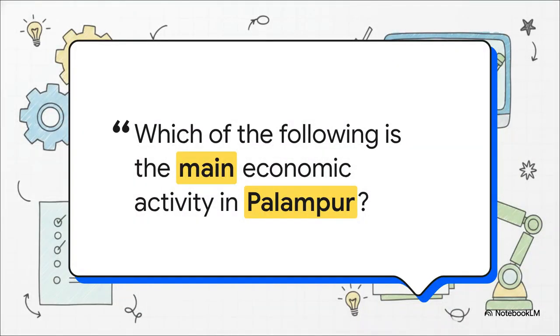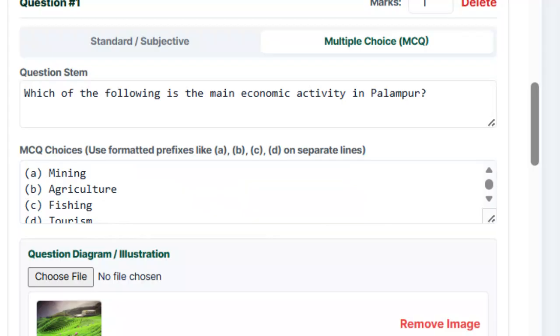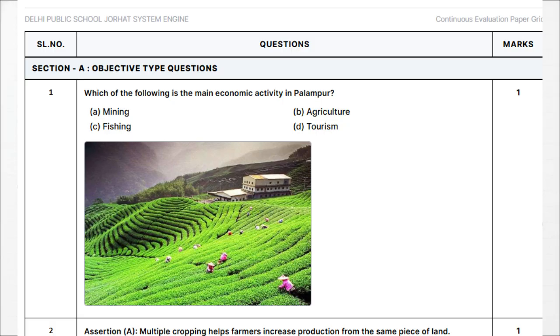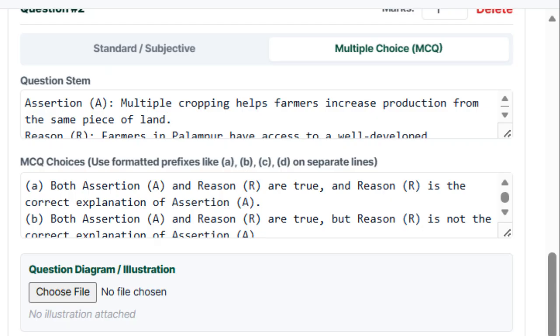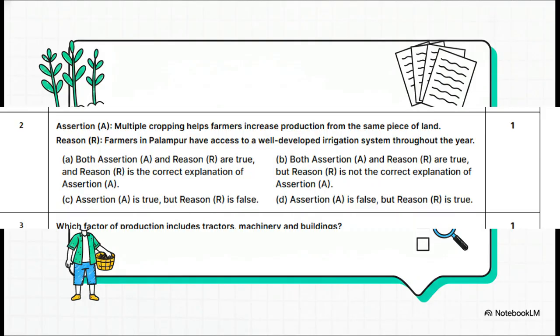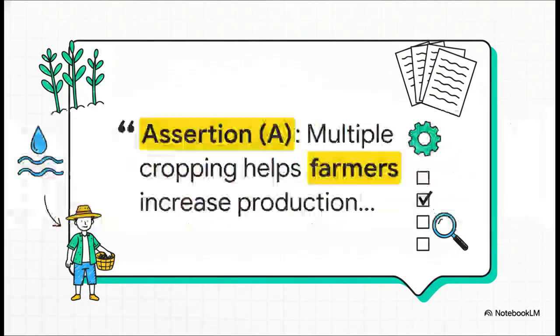Grounding this right into our actual curriculum, notice how cleanly a standard 1-mark economics question is formatted here. Which of the following is the main economic activity in Palanpur? Followed perfectly by choices A through D. It requires absolutely zero spacebar tapping to align the text. It just works. And we all know formatting assertion reason questions can be an absolute nightmare in Word, but the studio handles these complex formats flawlessly. The choices explaining whether assertion A and reason R are true lay out perfectly below the prompt every single time.